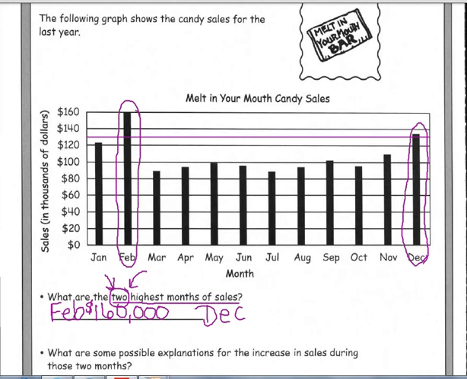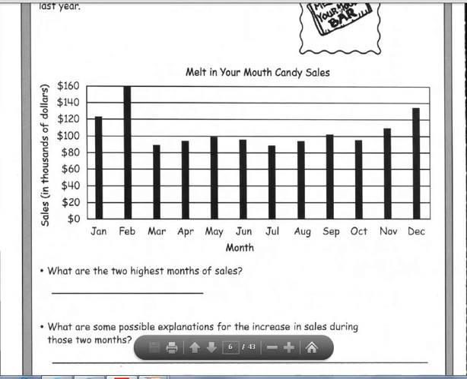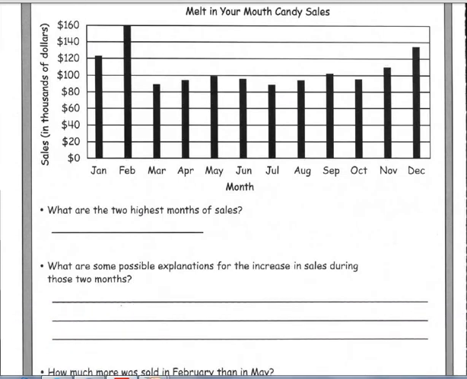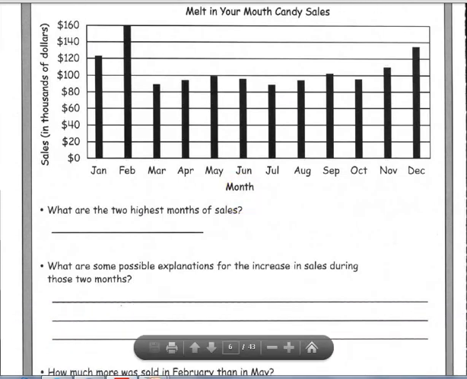So I'm going to scroll down a bit. Oh, I got to turn off my lovely drawings here and scroll down. Okay. So let's see, what are some possible explanations about why February and December are so high? Well, that takes just a little bit of logic, and that is less about math and more about logic, which is important in math.